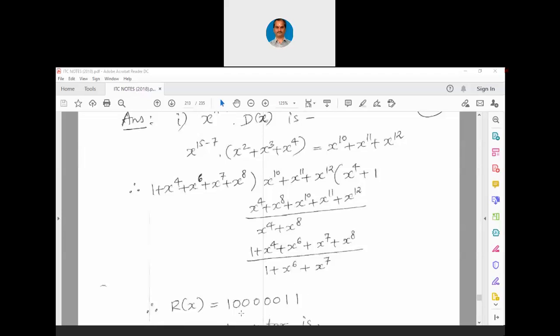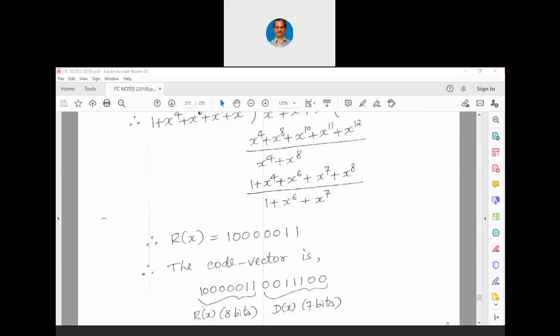Now, we can write this R of x along with d of x in the systematic form. So, the code vector now is 1 0 0 0 0 0 1 1, that is R of x, 8 bits. Then d of x is 0 0 1 1 1 0 0, as I mentioned earlier. This is now the data vector 7 bits, this is now the check bits 8 bits. Total it is now 8 plus 7 is 15 bits of code that is going to be transmitted, and this is a systematic code. As you can see, the check bits are at the beginning and the data bits are at the ending.